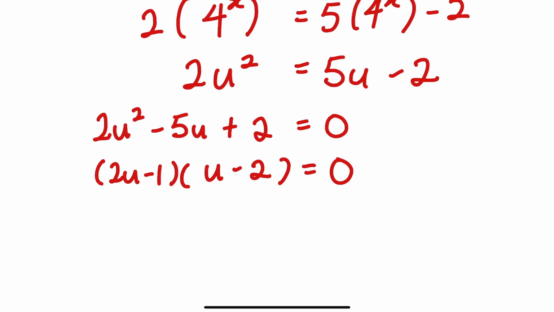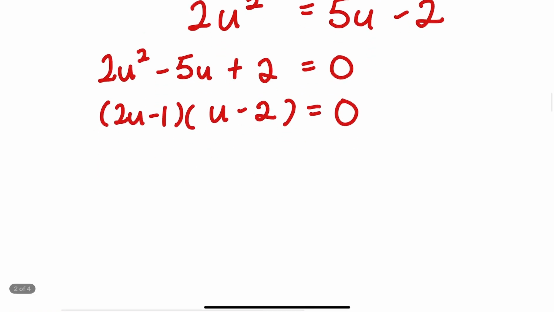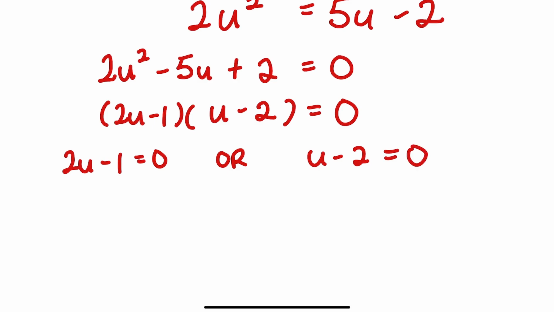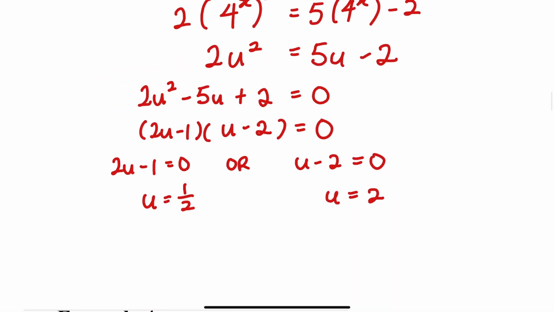Okay. Therefore, from here, how to solve for u? I should get 2u minus 1 equals 0 or u minus 2 equals 0, which gives me u equals half or u equals 2. Okay, but take note, this is not the answer to the question.